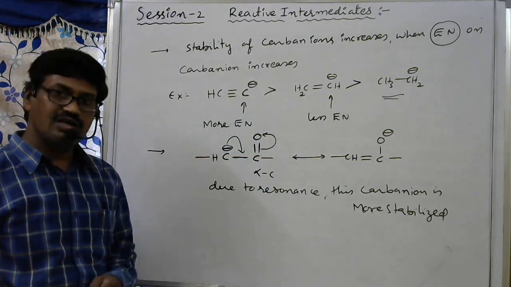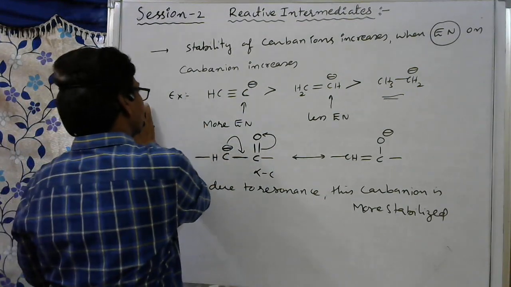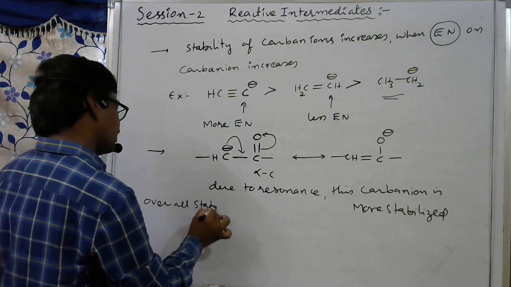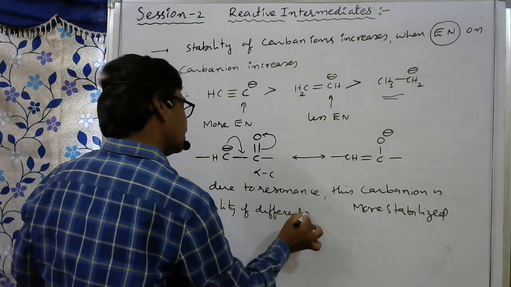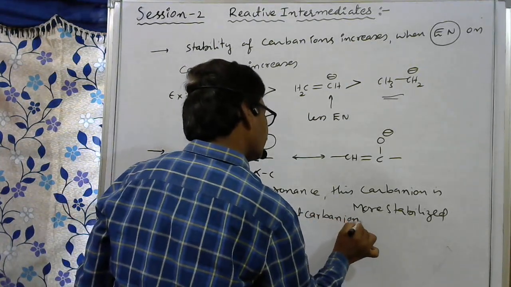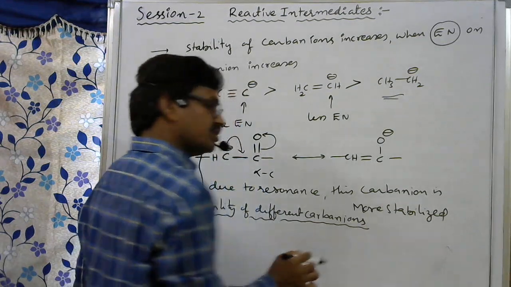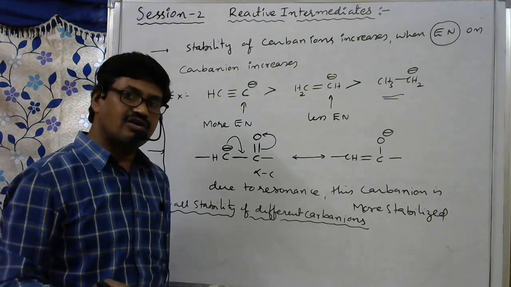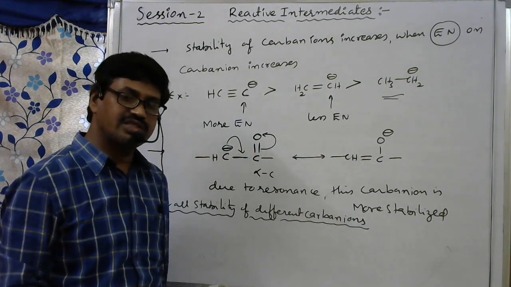Then I am writing the overall stability of different carbanions. This you have to remember. In the question they may give five or six carbanions, and they ask for the order of stability, increasing order or decreasing order. Otherwise, among the given ones, which has more stability and which has less stability.